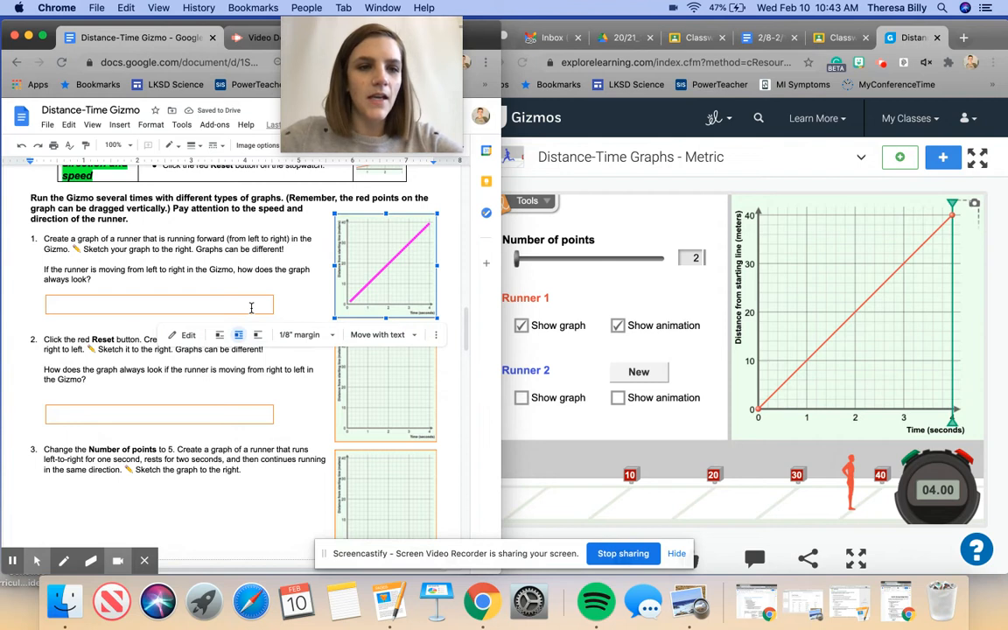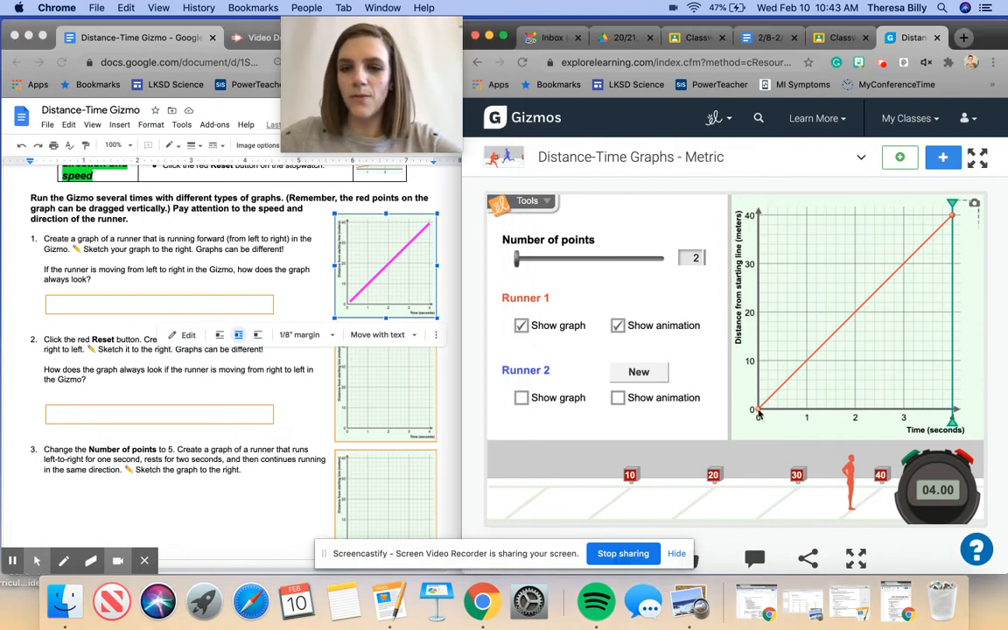All right. The second one was going backwards. So remember, backwards we said, well, we want them to start far away from the starting line and then end at the starting line. So you have to flip-flop your graph there. And then you do the same thing for that graph that's next to number 2.